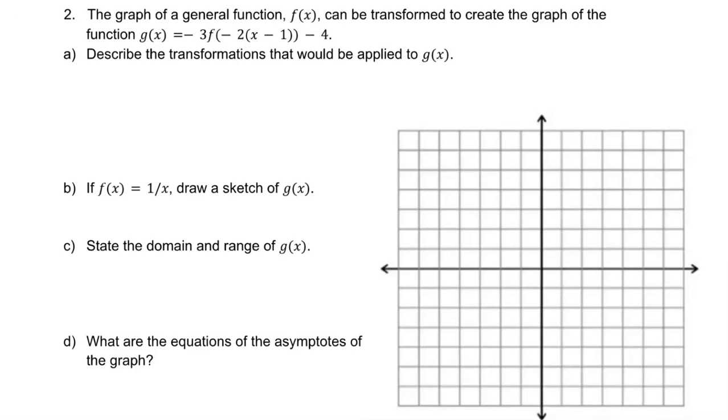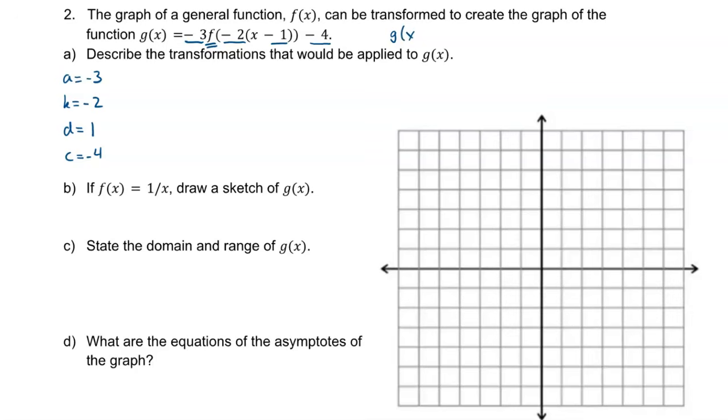Example 2. The graph of a general function f of x can be transformed to create the graph of the function g of x equals negative 3 f of negative 2 times x minus 1, minus 4. Describe the transformations that would be applied to g of x. Well, what we need to do first is identify what the a, k, d, and c values are. And so the a value is negative 3, the k value is negative 2, the d value is 1, because the general form is x minus d, and the c value is negative 4.